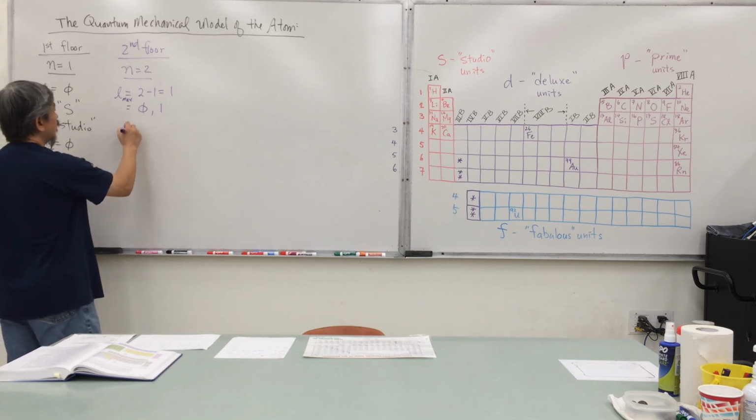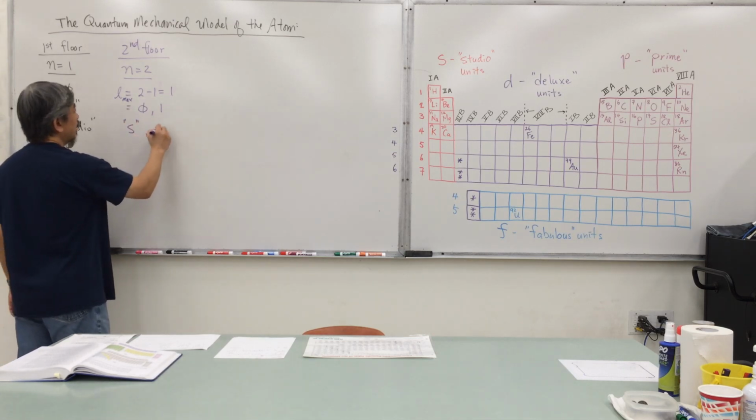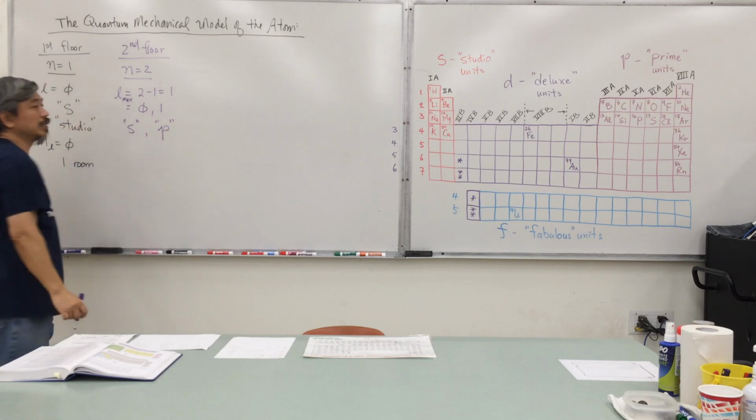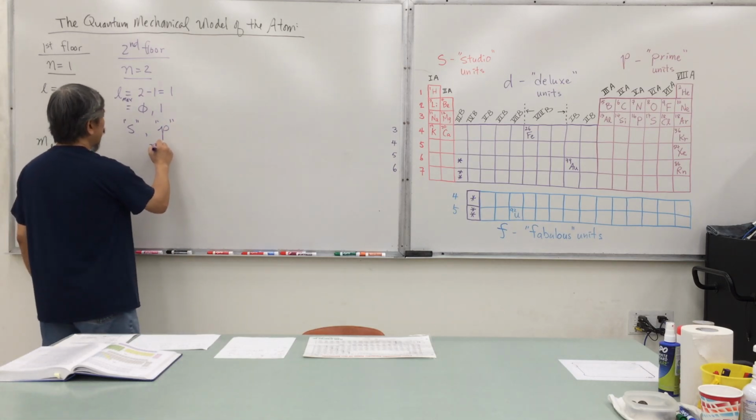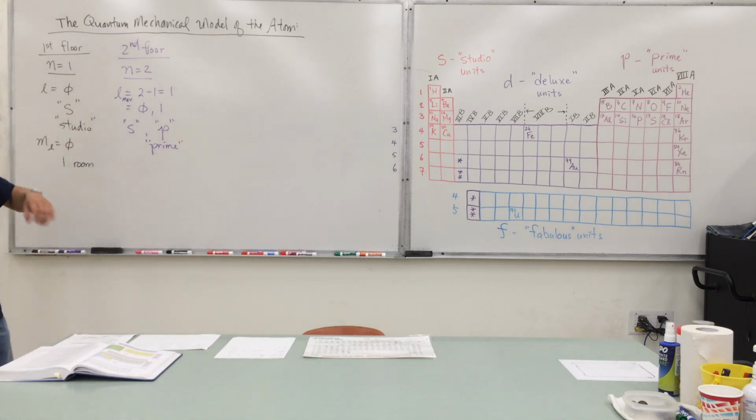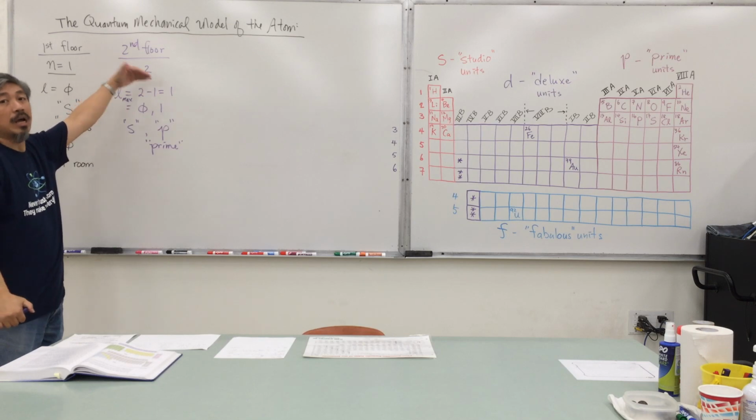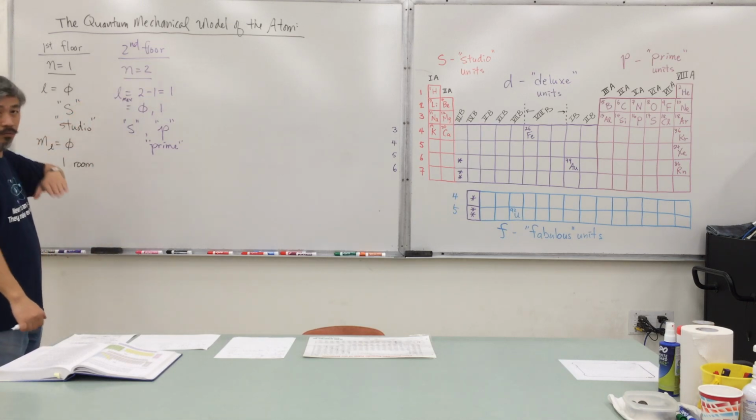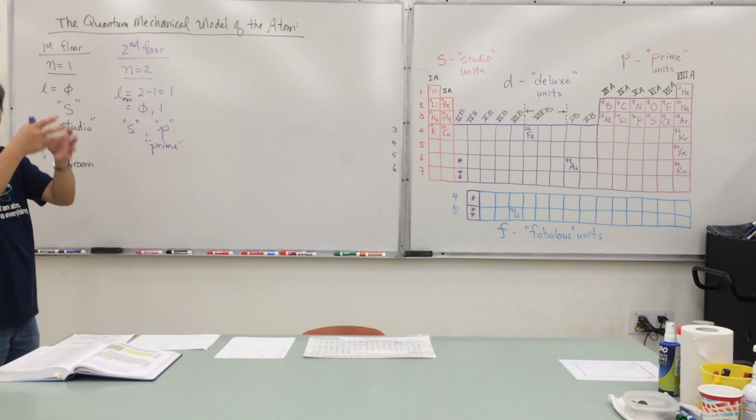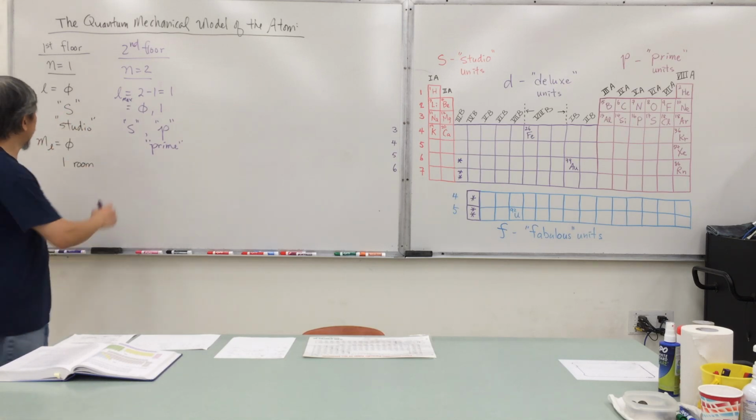That means I now have the S studio, and I now have the P available to me. So here's my studio. This is now my prime unit that I've just introduced on the second floor. So the prime unit actually makes its appearance on the second floor. There's no prime unit in the first floor. Okay? So studio on the first floor, second floor now has studio and the prime unit at the same time.